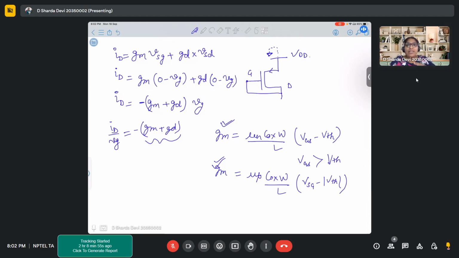See, your small R0 can also be your RDS. We can write GD as GDS. GD is also equivalent to GDS, and the small R0 is also equal to small RDS. So it is the difference between your drain and source terminal internally, and that comes because of lambda.